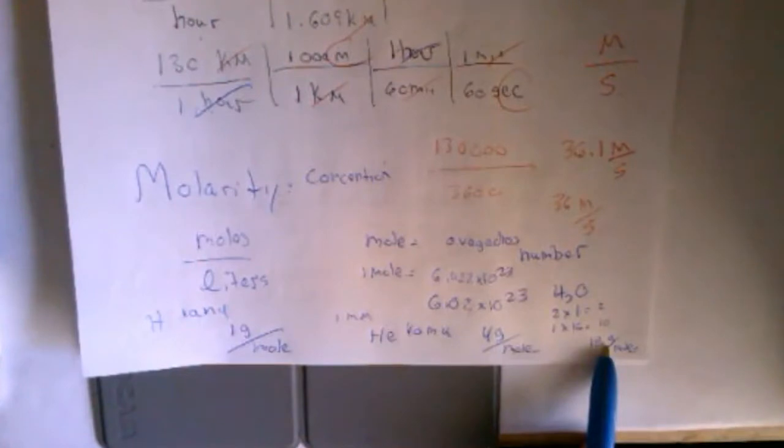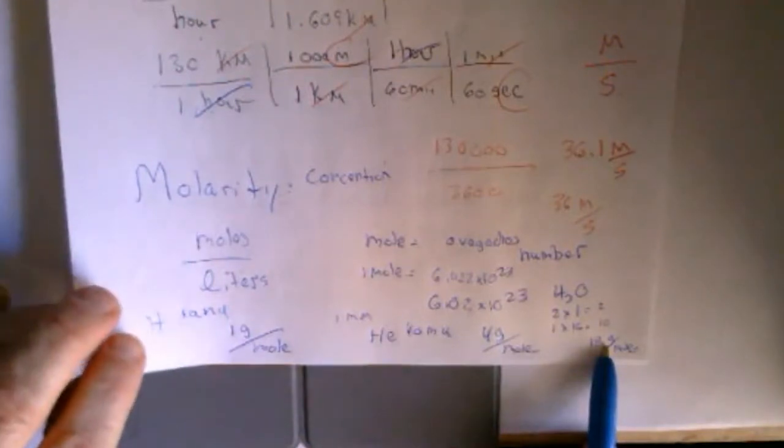I'd like to do one molarity problem with you to show the relationship between moles, volume, and molarity. So let's say we have a 2.5 molar concentration of some compound, and let's say we are given 450 milliliters of that compound.